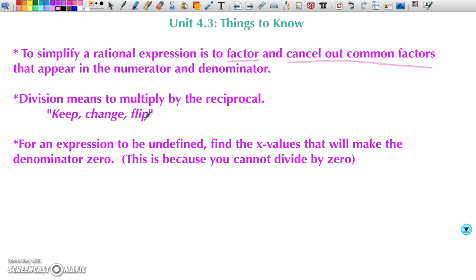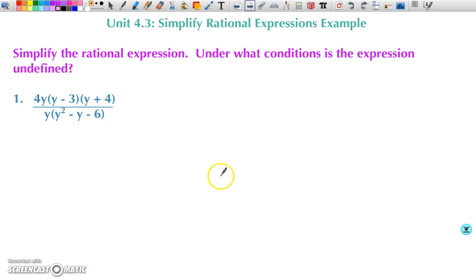And then for any expression to be undefined, find the x values that will make the denominator 0. Or I guess it doesn't always have to be x, whatever your variable is. But that's just because 0 is the only number that we can never divide by. All right, so we're just going to jump right into it.